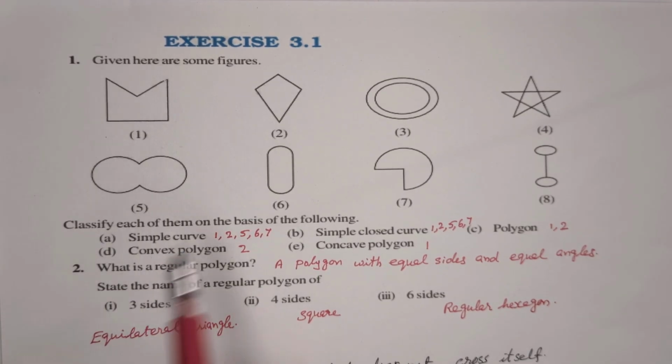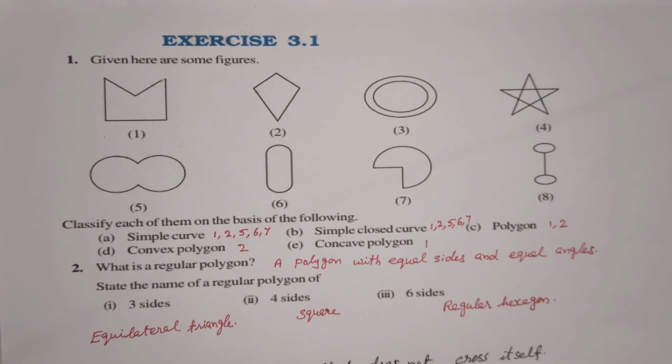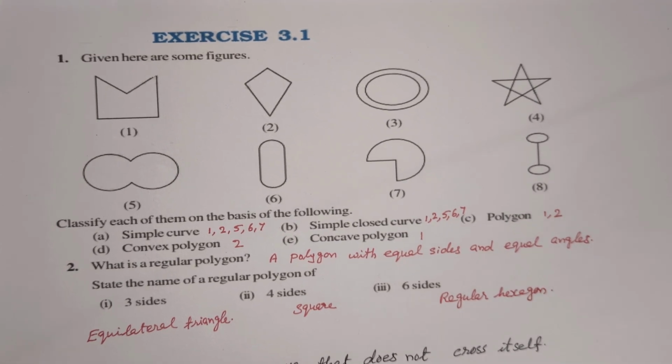A polygon with equal sides and equal angles is a regular polygon. State the name of the regular polygon of 3 sides: equilateral triangle. 4 sides, that is square, and 6 sides, regular hexagon.